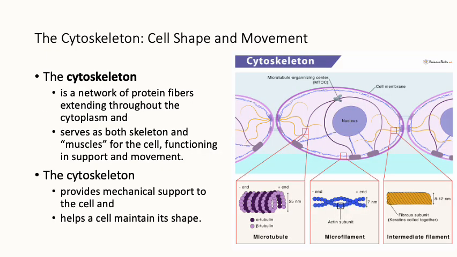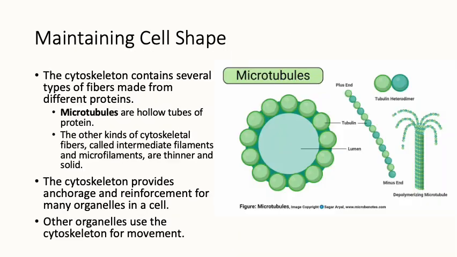The cytoskeleton is a dynamic network of protein fibers that extend throughout the cytoplasm of the cell. It functions both as a supportive framework and as a system that enables movement. By providing structural support, the cytoskeleton helps the cell maintain its shape and internal organization. At the same time, it also allows the cell to move, change shape, and transport materials within the cytoplasm. Rather than being rigid, the cytoskeleton is constantly being assembled and disassembled, allowing cells to adapt to their environment.